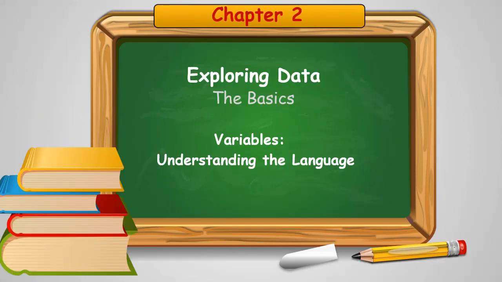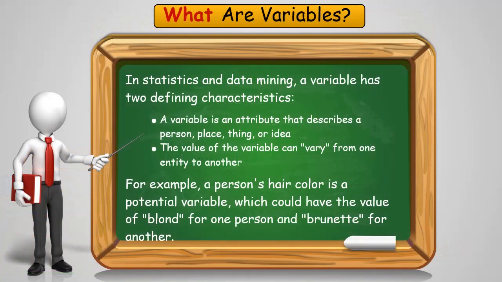In this chapter, we're going to be covering the terminology relating to variables so that you understand what those fields mean before we begin using them. In statistics and data mining, a variable has two defining characteristics. It is an attribute that describes a person, a place, or thing, and it has a value that can vary from one entity to another.